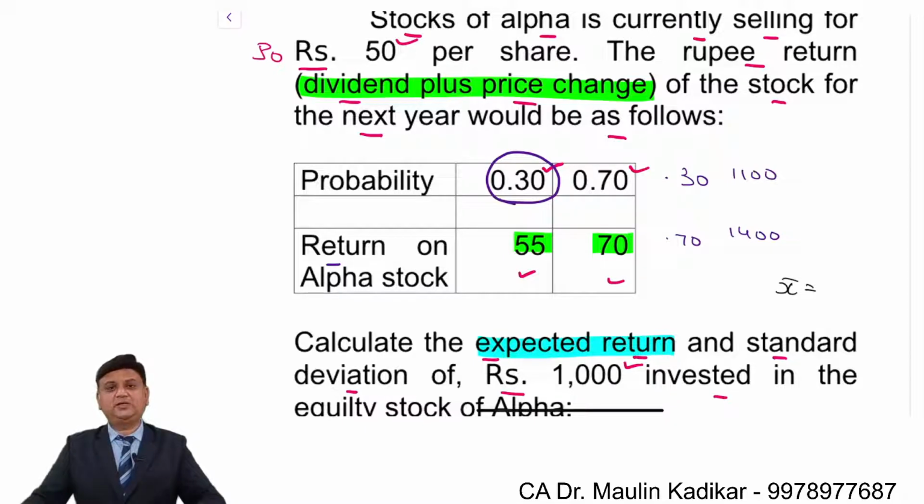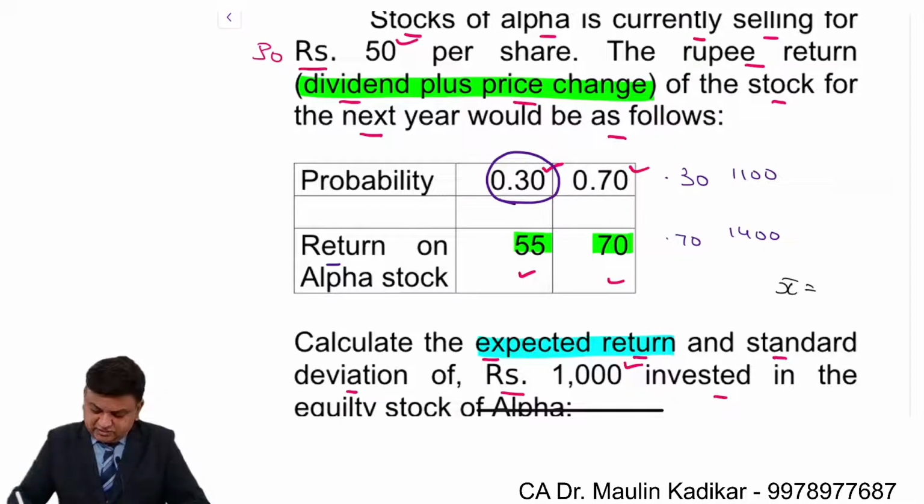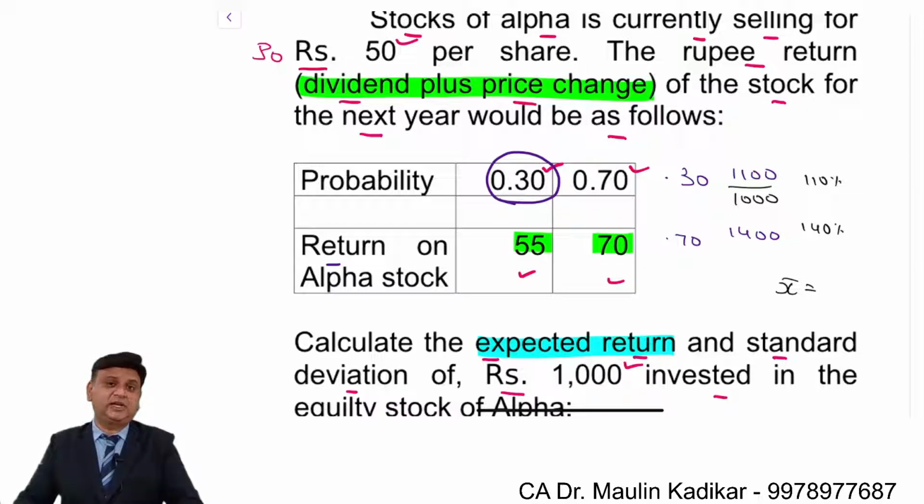If somebody wants to make the return and risk calculation in percentage term, then 1100 rupees divided by 1000 into 100 comes to 110 percent, and 140 percent. Again, the probability into return, that is the way the weighted average return can be calculated, and with that we can compute the variance also, and based on that the standard deviation.